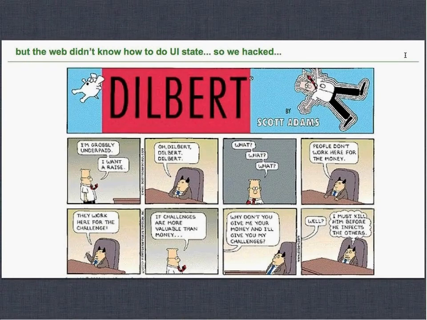And it reminds me of this Dilbert cartoon. Dilbert, of course, approaches the pointy-haired boss and says, "I'm grossly underpaid. I want a raise." And to which the pointy-haired boss responds, "Oh, Dilbert, Dilbert, Dilbert." Dilbert responds, "What?" "People don't work here for the money," continues the pointy-haired boss. "They work here for the challenge." "Well," Dilbert reasons, "if challenges are more valuable than money, then why don't you give me your money, and I'll give you my challenges?" And of course, the last panel is the pointy-haired boss thinking to himself, "I must kill him before he infects the others."